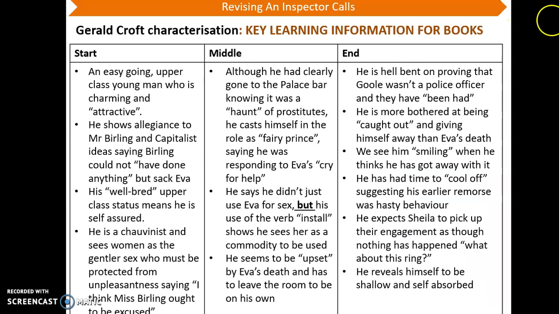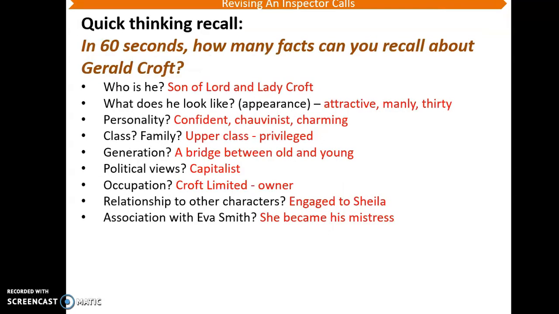Yesterday we came to this table at the end. So we know that when we write our English literature essays, we need to talk about the character at the start of the play, in the middle of the play, and at the end of the play. And yesterday we ended our lesson with a summary of what Gerald is like at the start, what Gerald is like in the middle, and then at the end how we see him as very shallow and self-absorbed, more obsessed with himself and his own reputation than having any remorse for how he may have treated Daisy Renton. Make sure you got that information down in your books yesterday.